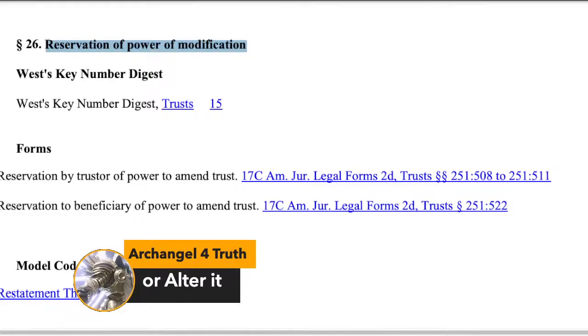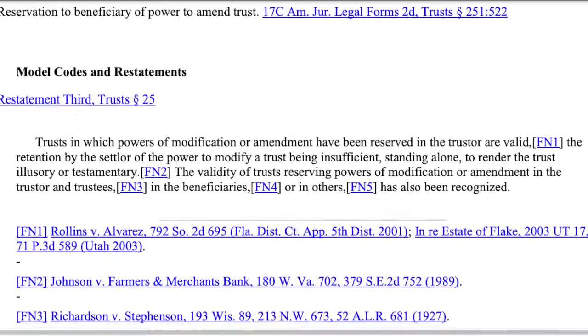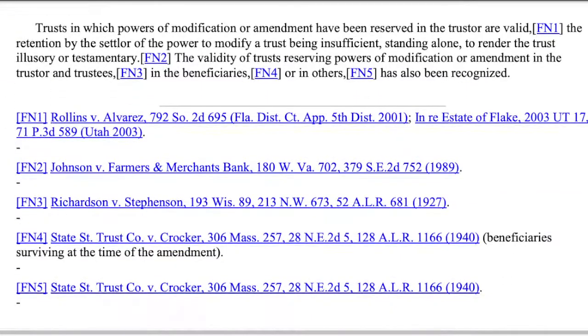Archangel for Truth was saying here to alter it, and that's what we're going to go over right now. So the Restatement Third, Trusts, section 25. Trusts in which powers of modification or amendment have been reserved for the trustor are valid. Retention by the settlor of the power to modify a trust is insufficient, standing alone, to render the trust illusory or testamentary. The validity of a trust reserving powers of modification or amendment in the trustor and trustees, in the beneficiaries, or in others has also been recognized.